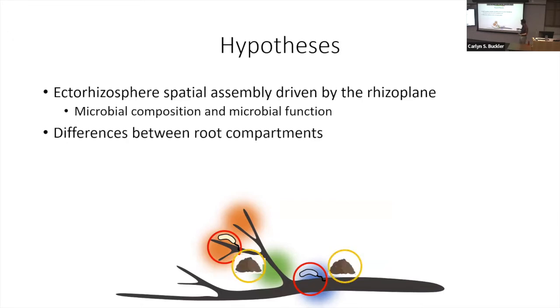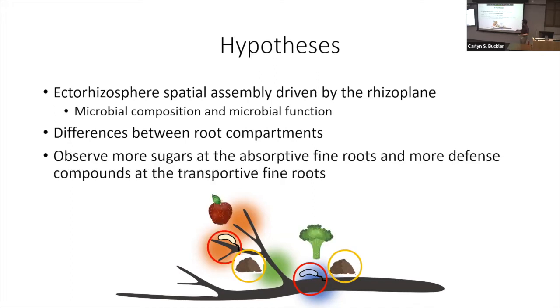We also hypothesized we would see a general trend where the rhizoplane and the rhizosphere would be different from each other at both of the different root orders, so our absorptive and our transportive fine roots. And we expected that because of the metabolic flux that goes on in the absorptive fine roots, we'd see a lot more simple sugars, things that are very easy to use, whereas we'd see maybe some more defensive-based compounds in the transportive fine roots because it's trying to prevent things from getting in and being pathogenic.